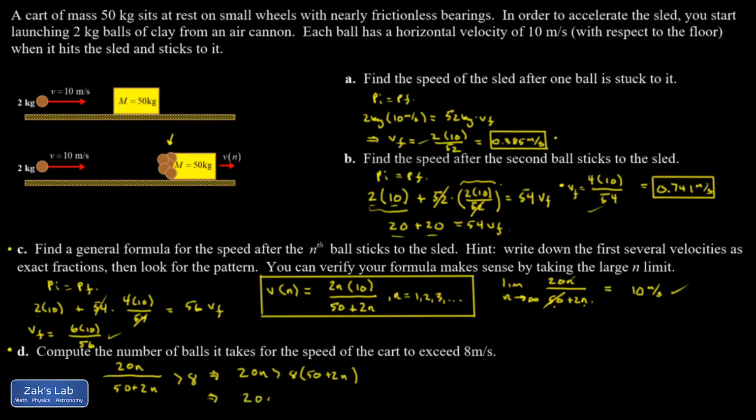So I'm going to subtract the 16n from both sides. So I get 4n is greater than 400, which means n must be greater than 100. So after we shot this thing with 100 2-kilogram blobs of clay, and I want to point out here that means that the total mass there is 250 kilograms, is getting enormous, it would be moving at exactly 8 meters per second. So technically the correct answer for the number of balls to exceed 8 meters per second would be 101.